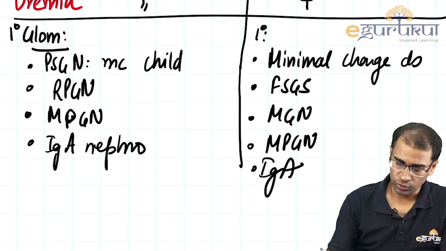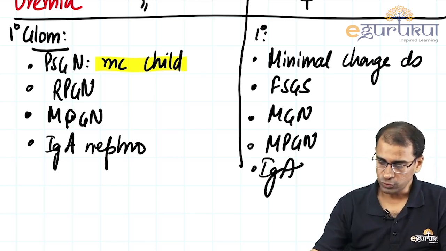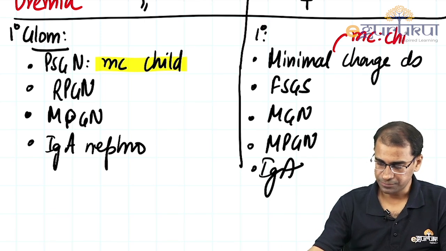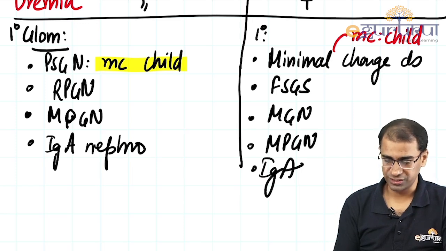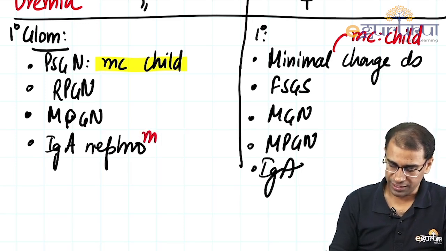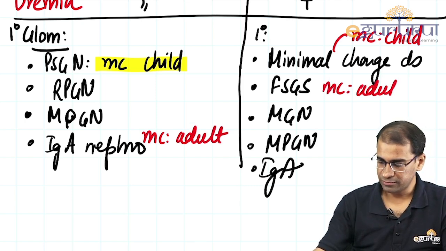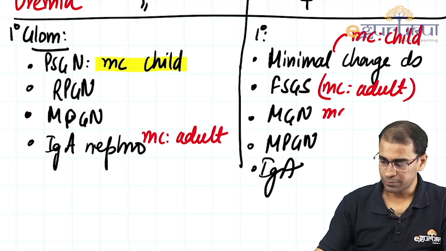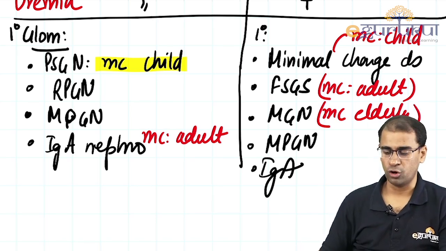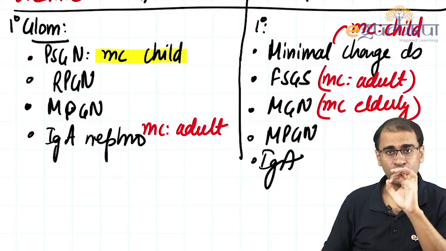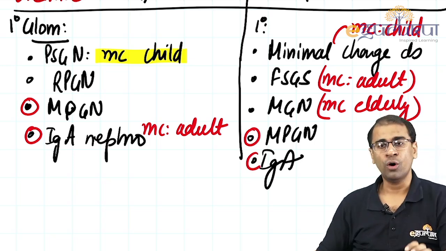So we must know the common causes. The most common cause of nephritic syndrome in children is PSGN. Similarly, the most common cause of nephrotic syndrome in children is minimal change disease. The most common cause in adults is IgA nephropathy for nephritic, FSGS for nephrotic, and MGN is the most common cause in the elderly. Above 60 years of age, MGN becomes a more common cause. These are all the primary causes, but remember, MPGN and IgA can present as both nephritic or nephrotic syndromes.